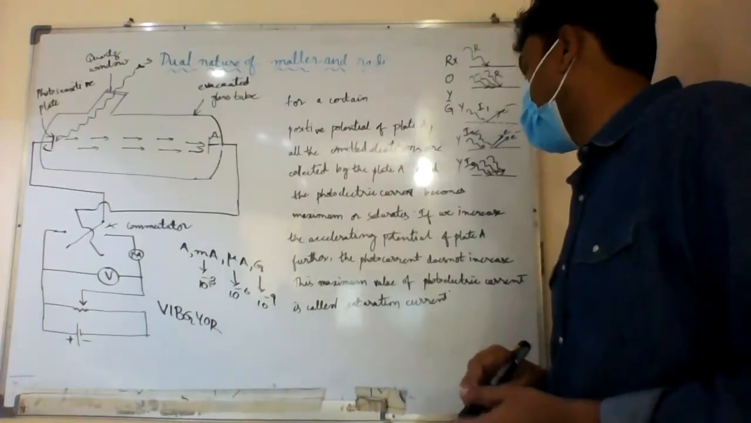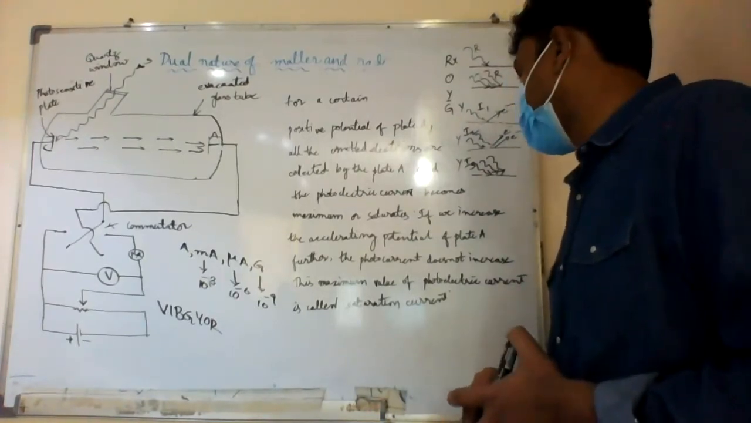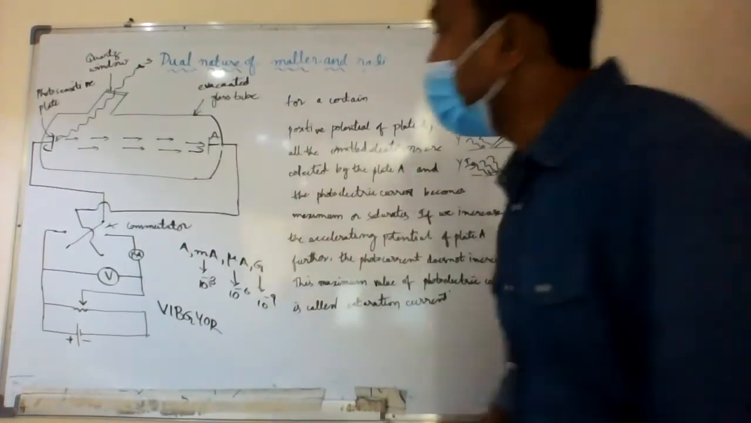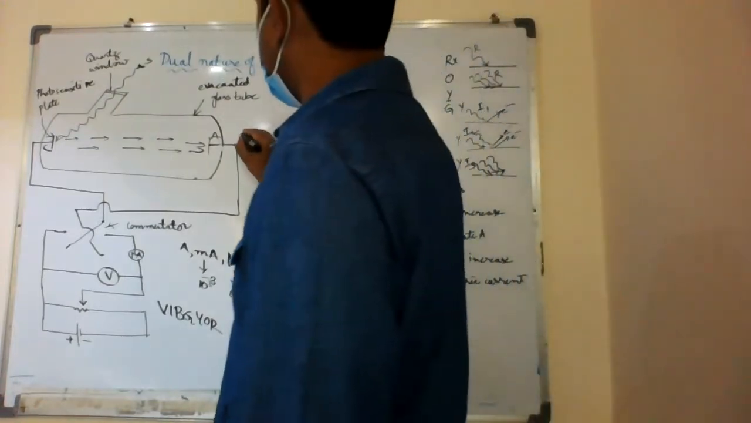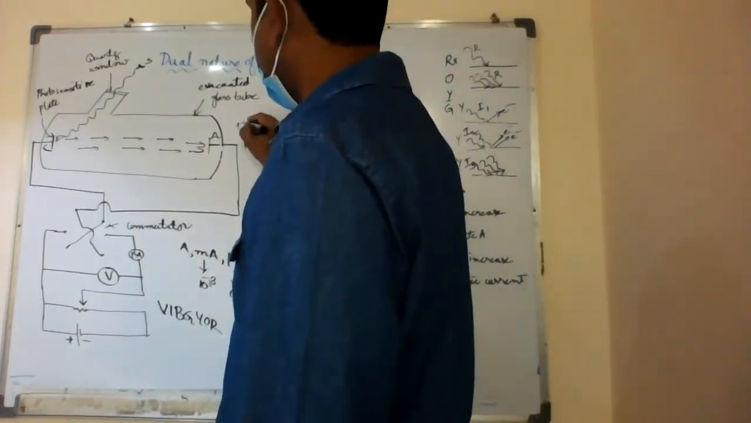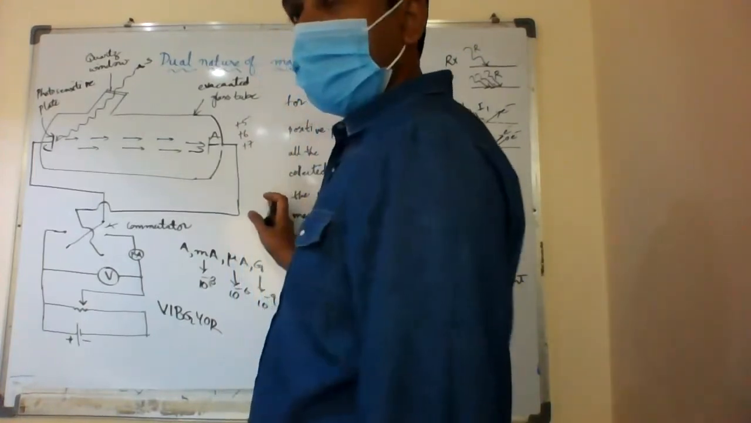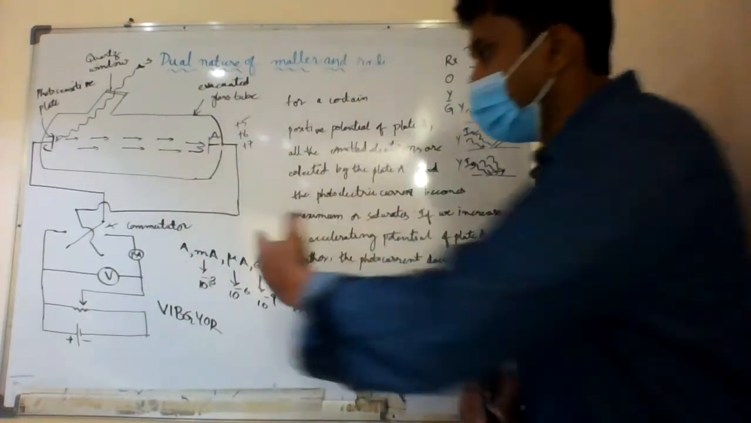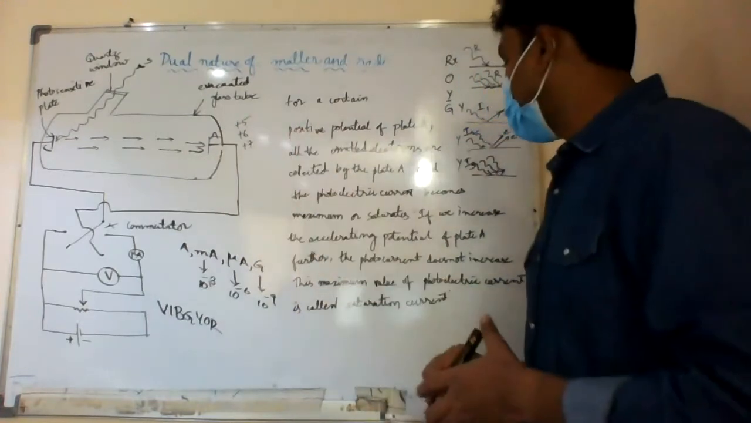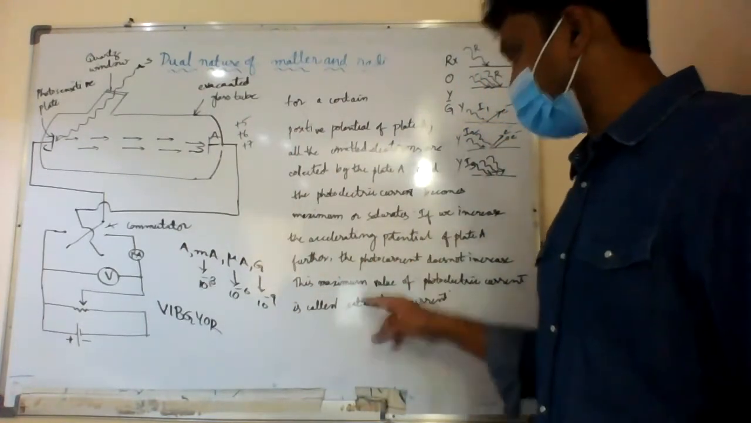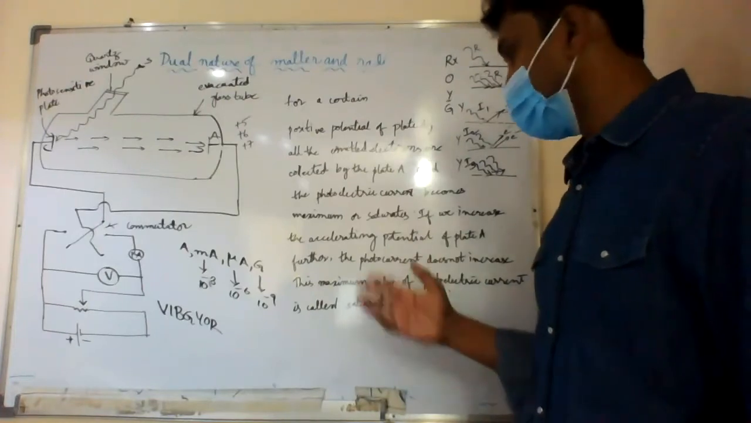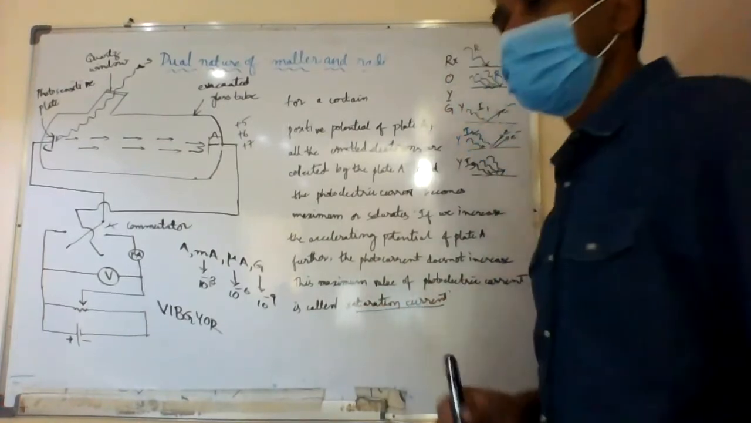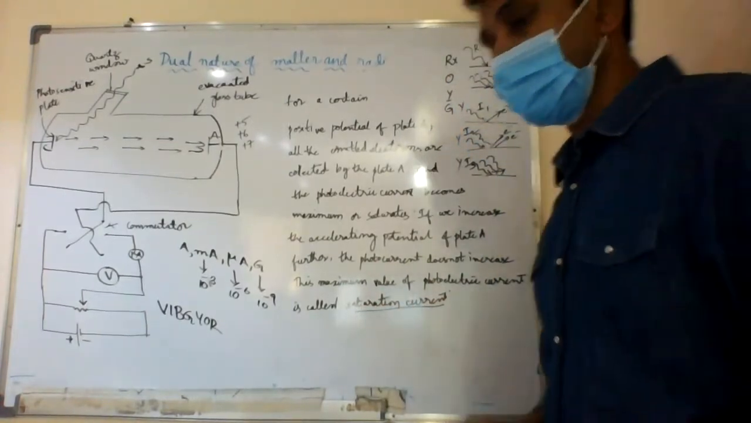If we increase the accelerating potential of plate A further, what will happen? The photoelectric current does not increase, even though you're increasing the plate potential. Like you made it +5, then maybe +6, +7. Even if you increase further, the current is not increasing. The current in the ammeter is the same. This maximum value of photoelectric current is called saturation current. Understood? This is called saturation. Please note this. This is the definition of saturation current.